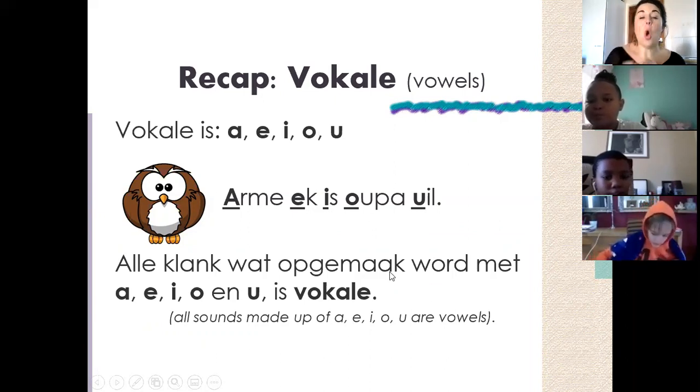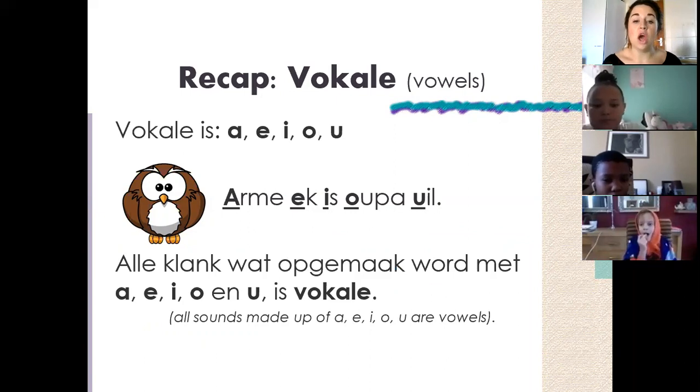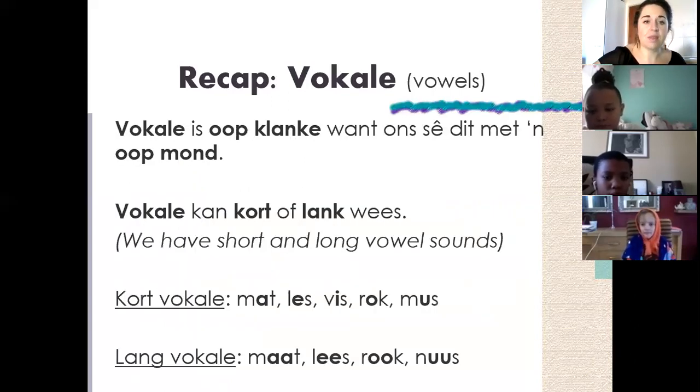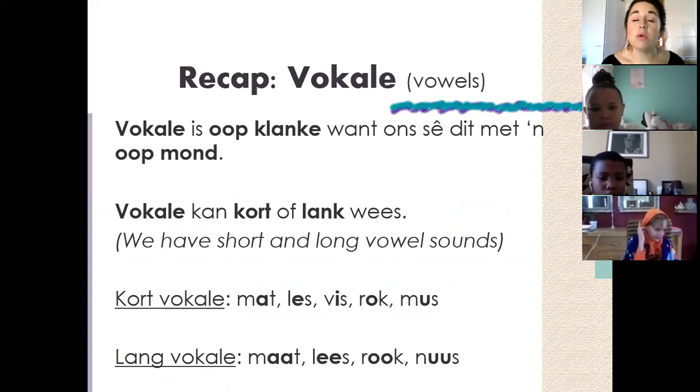Alle klanke wat opgemaak word met a, e, i, o en u is vocale. So all sounds that have one of those 5 sounds in them are vowels. Vocale is oop klanke want ons sê dit met 'n oop mond. Vowels are open sounds because we say them with an open mouth.